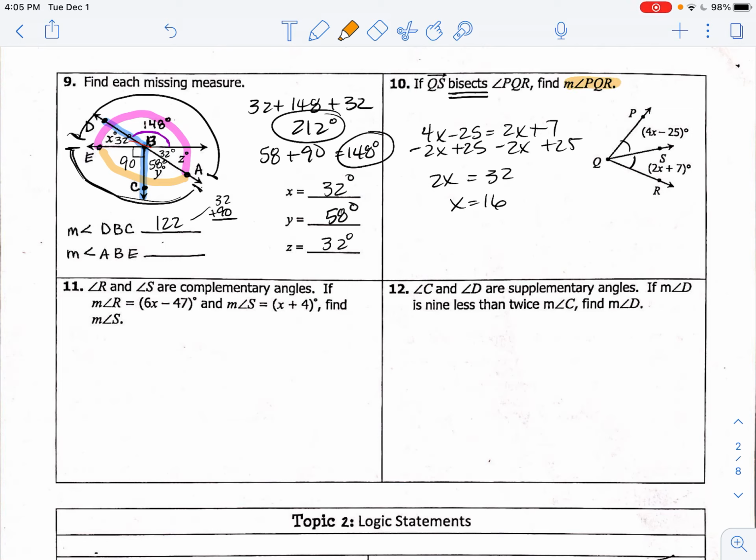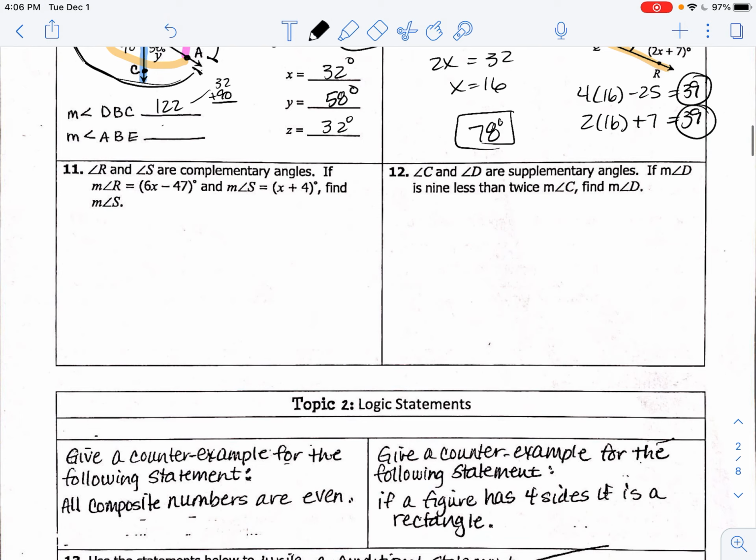Question's asking me for PQR, P to Q to R, the whole thing. Okay, so let's just plug in 16 for both of these. So 4 times 16 minus 25 and 2 times 16 plus 7. And then I can add those together. This gives me 39. And this also gives me 39. And that's a good way to check because I should have gotten the same value. If I add those together, I know that the big angle is 78 degrees.